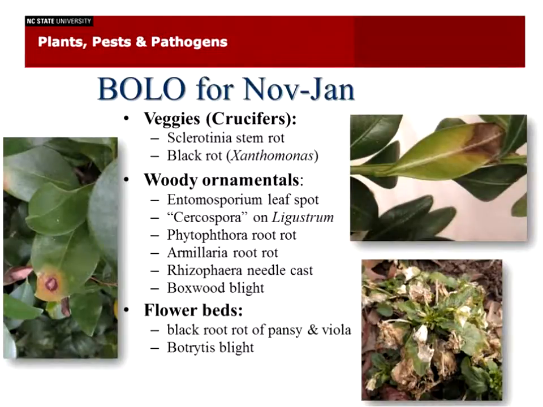And in the flower beds, pansy and viola are main things in the wintertime, and black root rot is one of their nemeses, as well as in some cases botrytis blight, which you can see pictured on the right in the wet weather, in the cool weather.